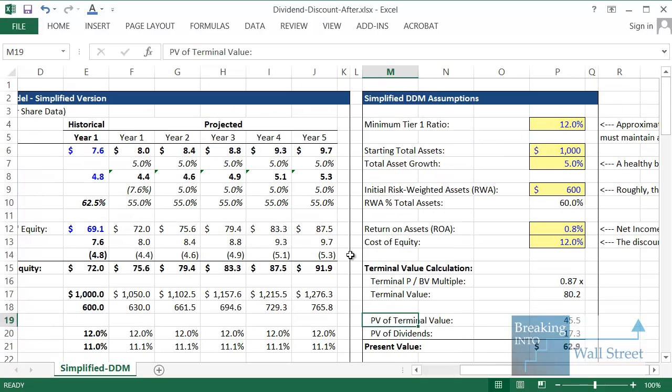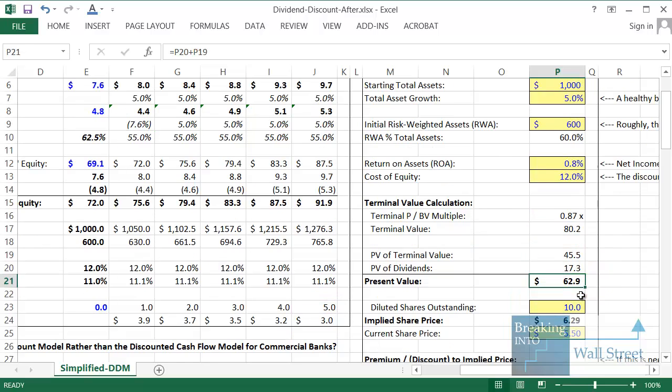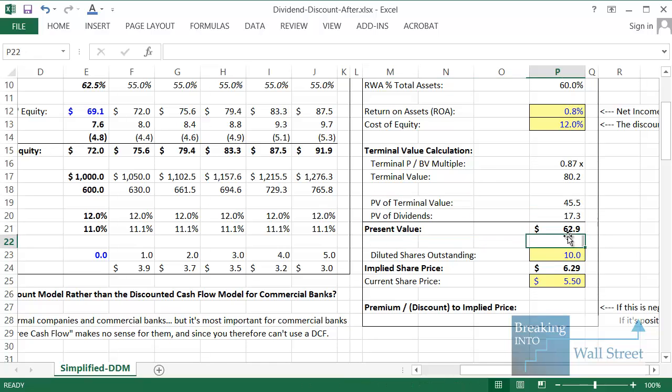The final year book value over here, 91.9. We're just taking that value and applying this multiple to it to get to the terminal value. And then present value of terminal value, as always, what we do is just take our year, our terminal value, and our cost of equity to get to that. And then we can sum up the dividends and the terminal value, the present value of both of those, to get to the overall company's present value.